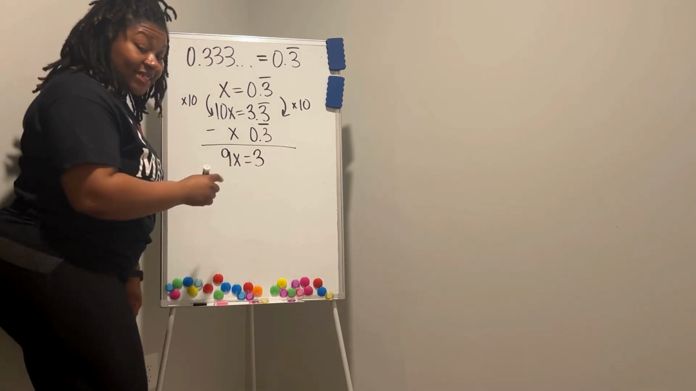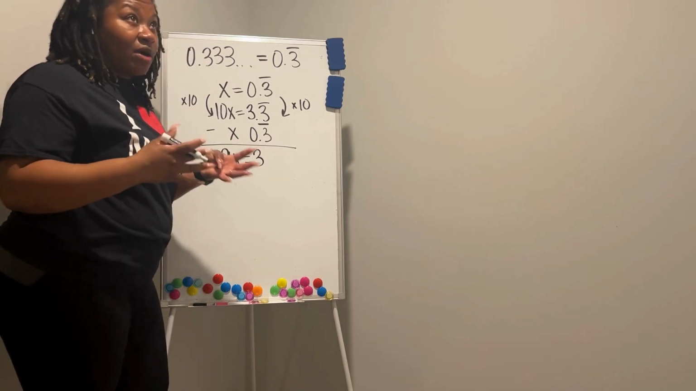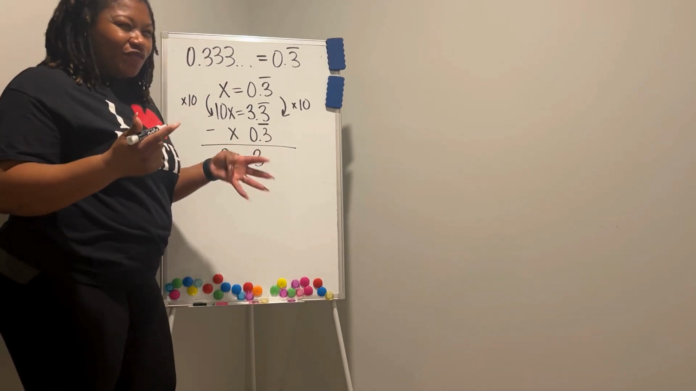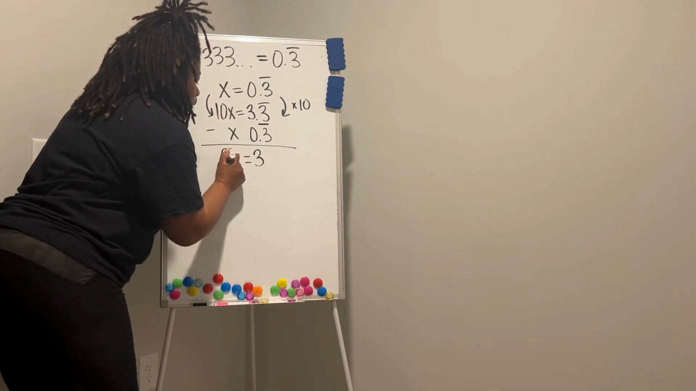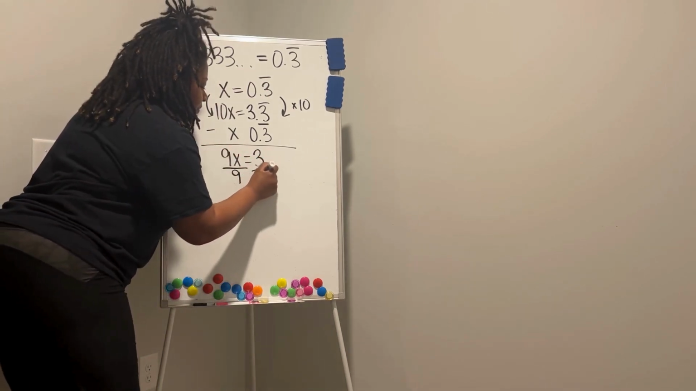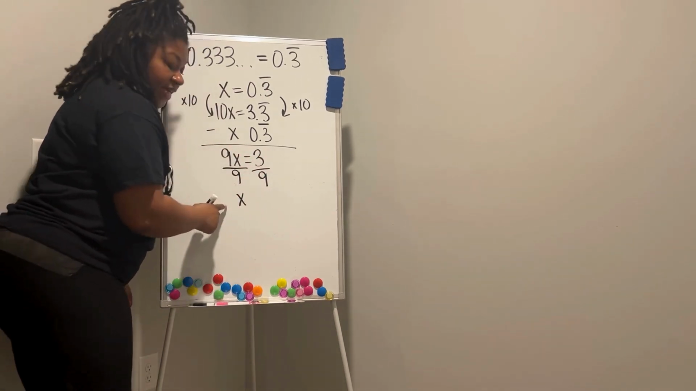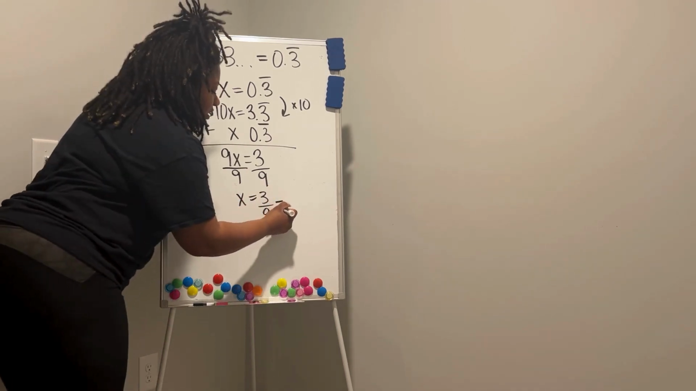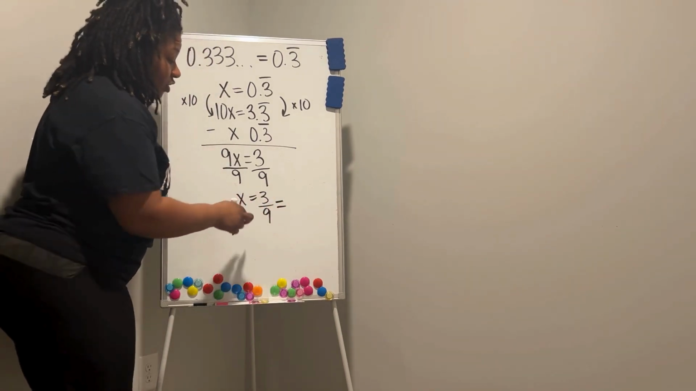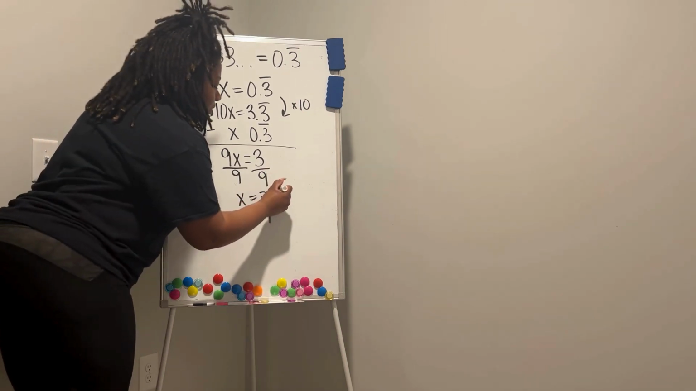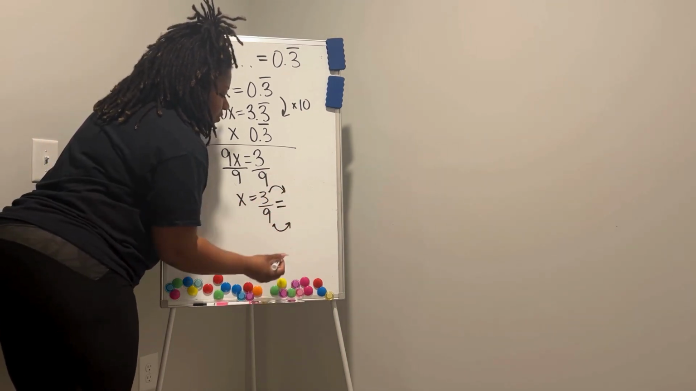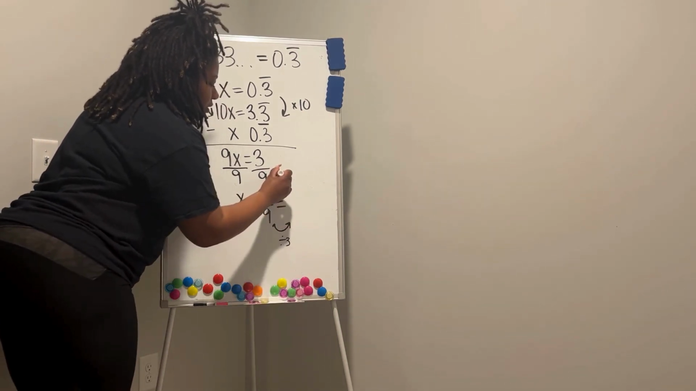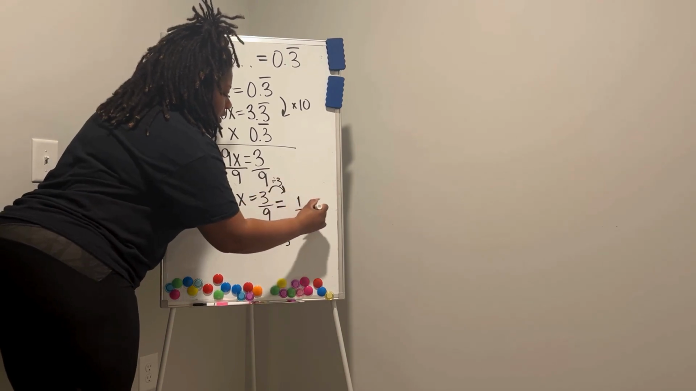So I have 9 x's, or 9 groups of x, but I only want one group of x. So how do I go from 9 groups to just one group? I'm going to divide by 9. So that leaves me with 1x is equal to 3/9. And I can simplify this because I know the greatest common factor between 3 and 9 is 3. So I can divide both my numerator and denominator by 3 to get 1/3.